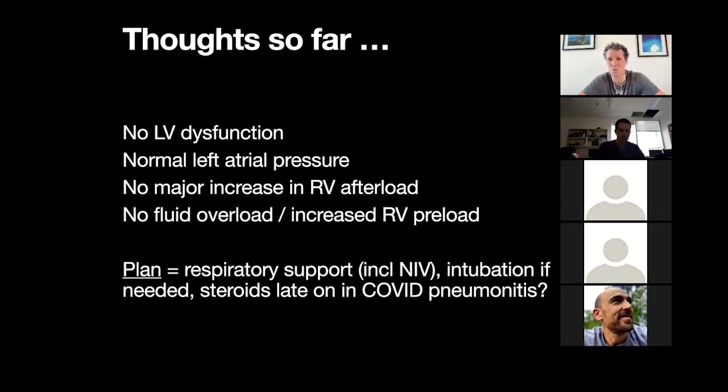If he needs intubation, we're going to intubate. We're obviously going to try and hold off if possible. But there are no major red flags from a cardiovascular point of view that would say that we need to err on the side of caution because of RV dysfunction.